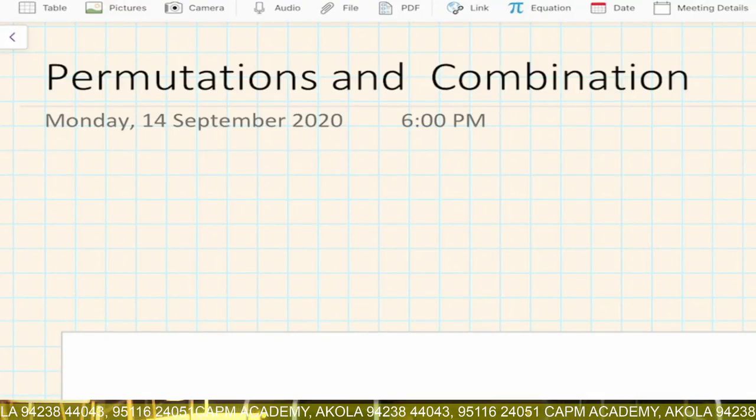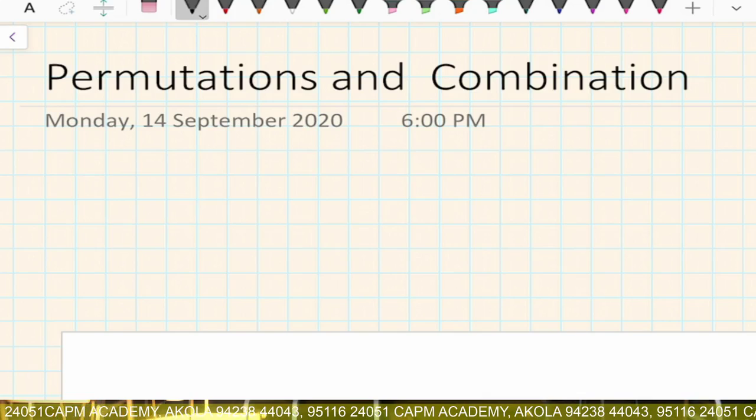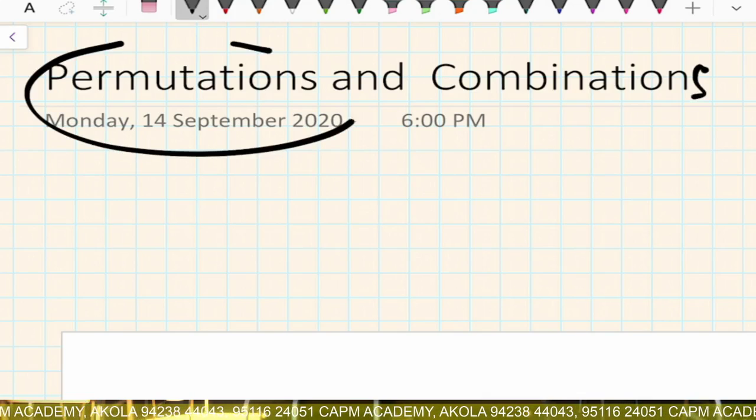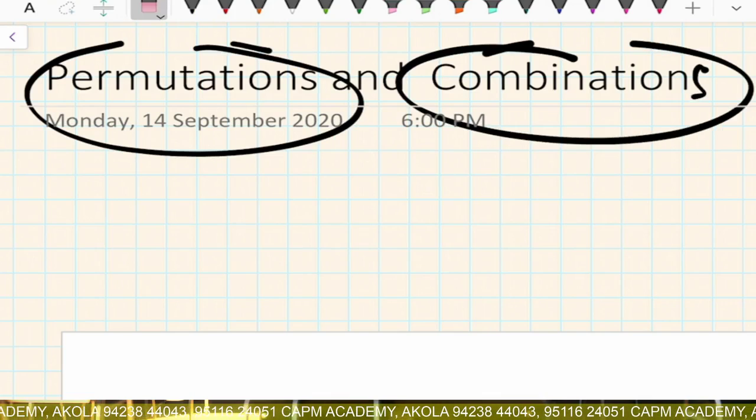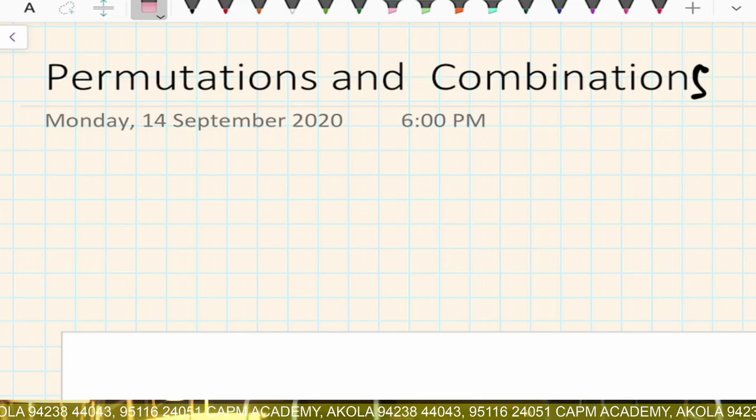So, hello there, welcome to the new topic, permutations and combinations. Combination or combinations, whatever you like. What we are going to do in today's lecture is not go directly to permutation and combination, but first understand a few mathematical terms, and then we will move on to the topic.